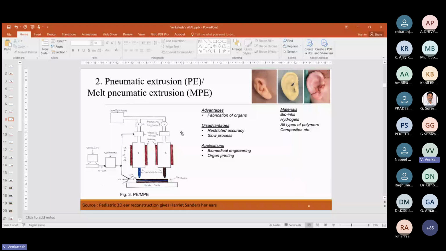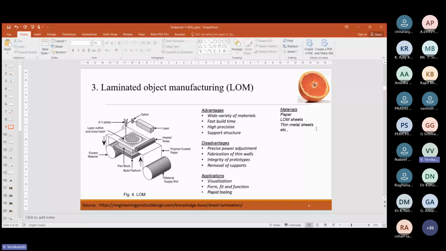Coming to the advantages, this technology is used to fabricate organs, human bodies, bones, scaffolds, I mean patches, skin patches or wound patches and some other things. The other advantage of this technology is that you can process the majority of materials with it. The materials suitable are bioinks, hydrogels, all types of polymer composites, and polymers as well. The other variety of technology is laminated object manufacturing, as I mentioned in the classification in the beginning of my presentation.